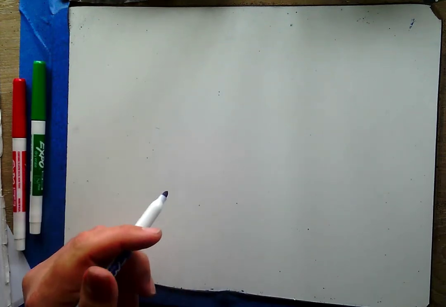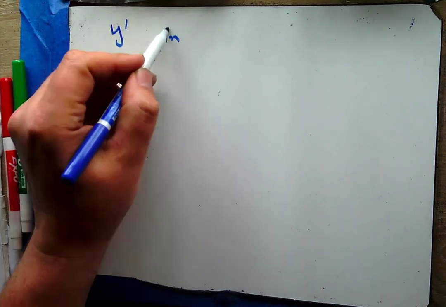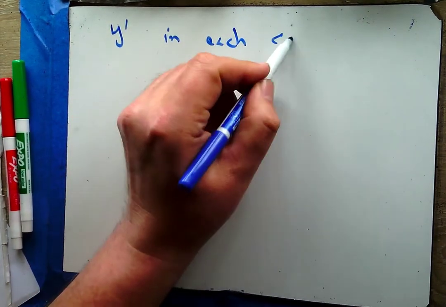Remember, acceleration, while it is the derivative of velocity, since velocity is the derivative of position, acceleration is actually the second derivative of position. So we'll come back and talk about the rate of change of the rate of change, but a little later. Right now, let's take a look at some practice. Please find y prime in each case.